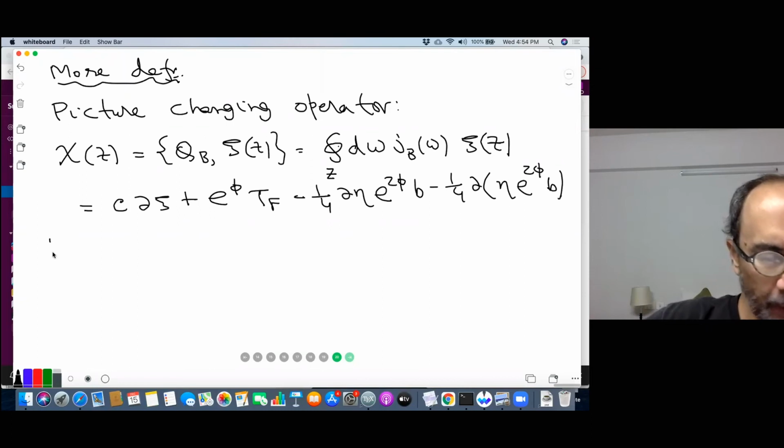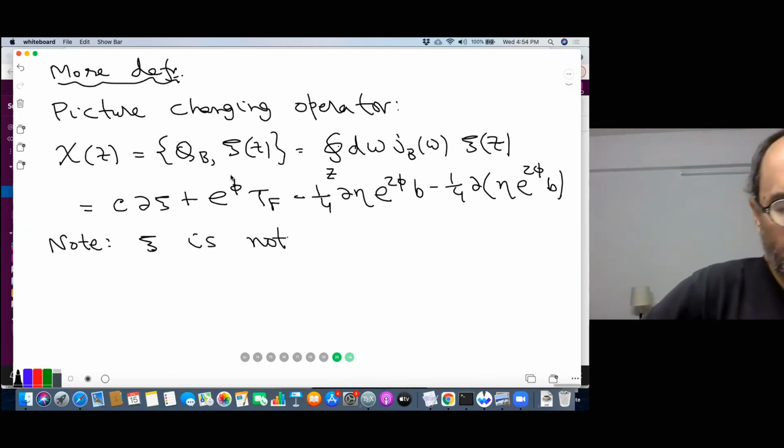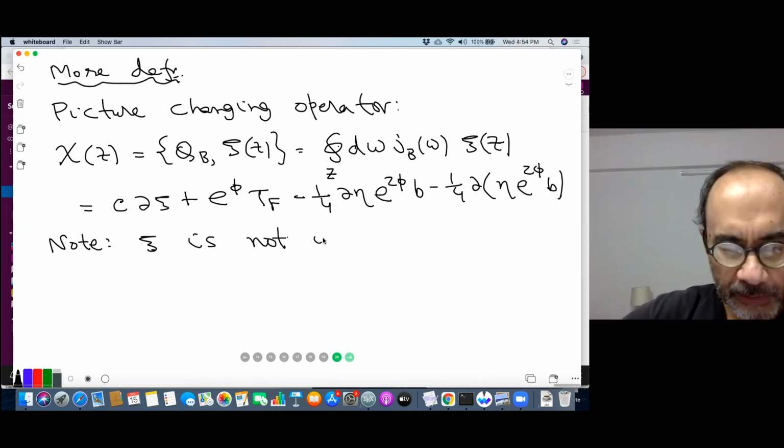So one important point to note is that this is not in small Hilbert space. So this shouldn't really strictly make sense in the CFT that you are working in. Okay, and you will never really need to use this. So this is not in the small Hilbert space.